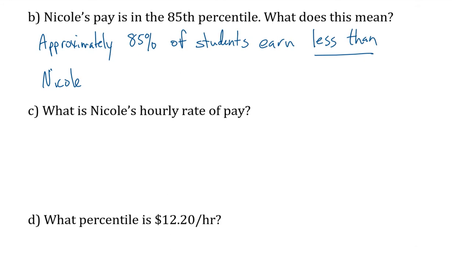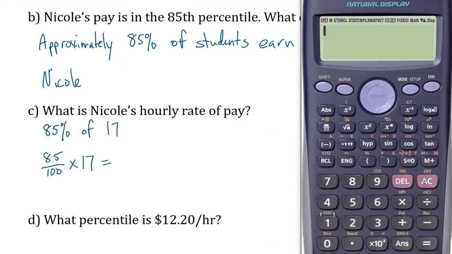But that's that question. What is Nicole's hourly rate of pay? So we know she's the 85th percentile. So first of all, we have to find out what 85% of 17 is. And again, that's why we need to know the total number of data points. And to find that, we do 85 divided by 100. And of in math means times 17. So again, I'm just going to do this on the calculator.